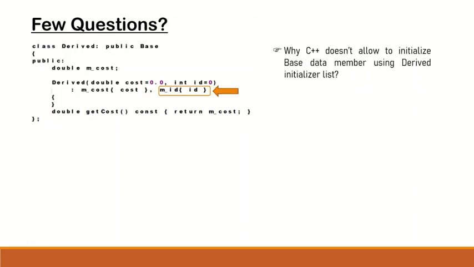Now, a few questions that we need to discuss. What will be the issue if C++ allowed us to call a base class data member from a derived class initialization list? One question I'll keep for you: try to find the answer. Why does C++ not allow initializing a base data member using the derived initialization list? Another question: what would be the problem if C++ allowed this? They are more or less the same kind of question, but try to find the answers. If suppose C++ allowed this, what would be the problem? I expect you will find the answer.